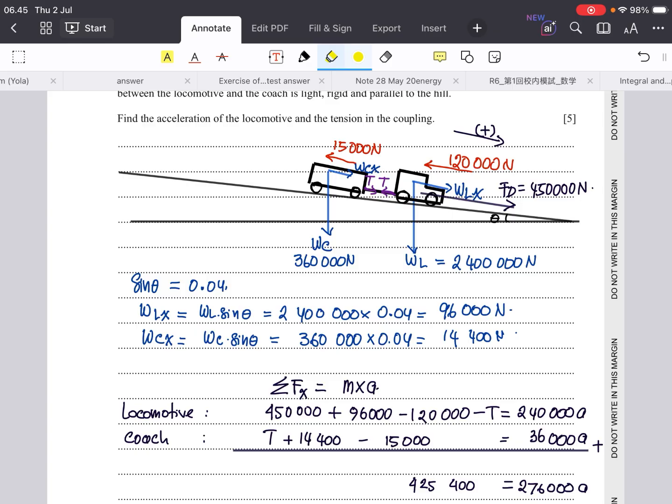And then the equation on the coach will be: T is positive, since T on the coach is in the same direction as the motion. And then W_X is also positive.